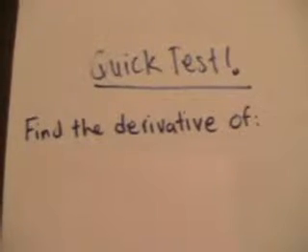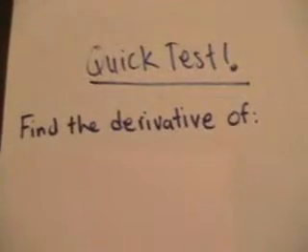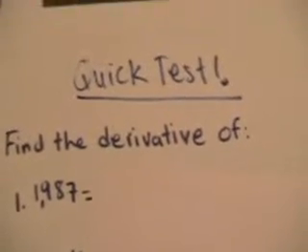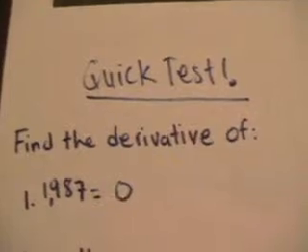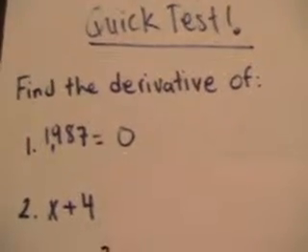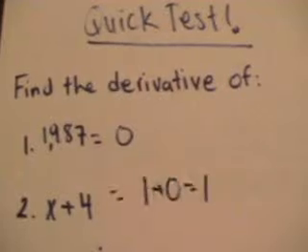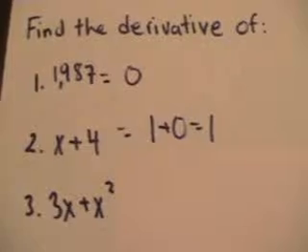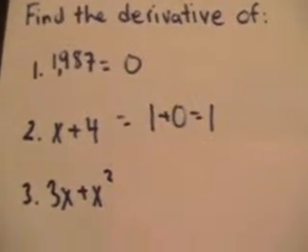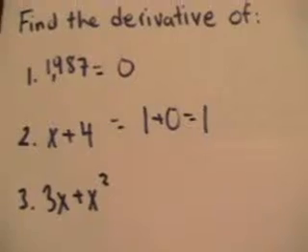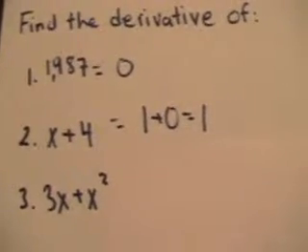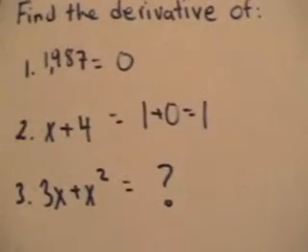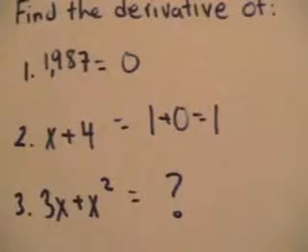Let's have a quick test. Find the derivative of the following. Number 1, 1987. The derivative of that is 0. Number 2, x plus 4. The derivative of that is 1. And number 3, the derivative of 3x plus x squared. Well, we know x squared is 2x raised to the power of 1. But what about 3x? Aha! I haven't taught you how to do the derivative of 3x.